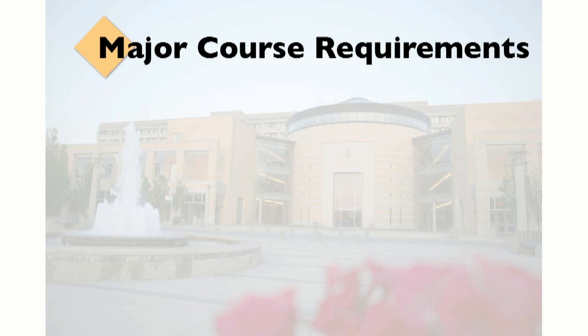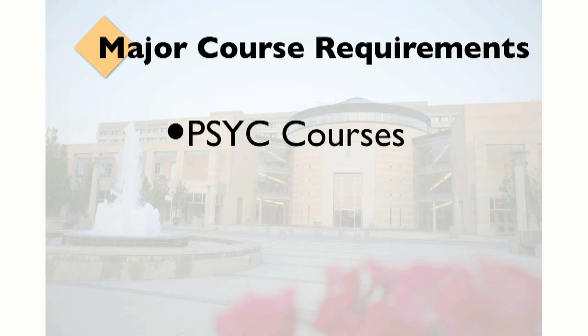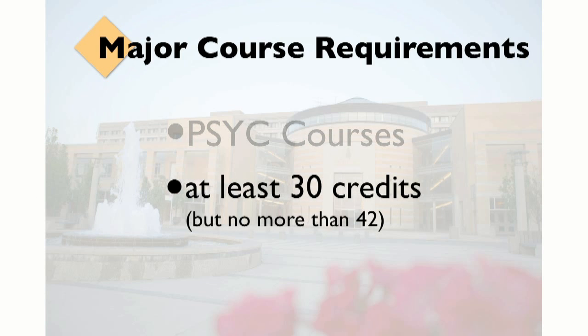Okay, so now that we've reviewed the general education, basic science, and outside major science elective requirements, let's talk about your major course requirements. Major courses refer to credits that you need to take in the program to which you've been admitted, in your case, psychology. For a BSc, you will need at least 30, but no more than 42 credits in psychology.